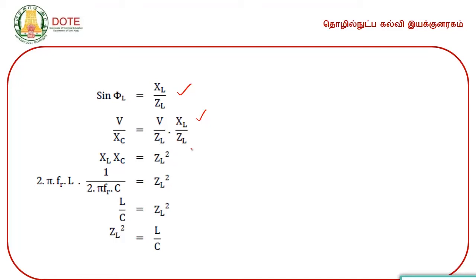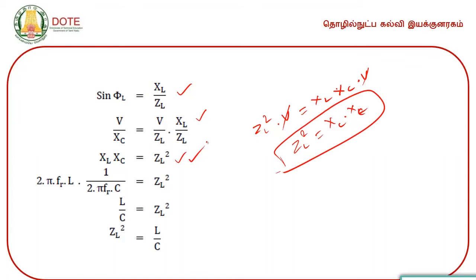So, you need to calculate XL and XC. So, it will be some ZL square. So, you cross multiply this, ZL square into V is equal to XL XC into V. So, V gets cancelled. So, you have ZL square is equal to XL XC. So, this is the expression.